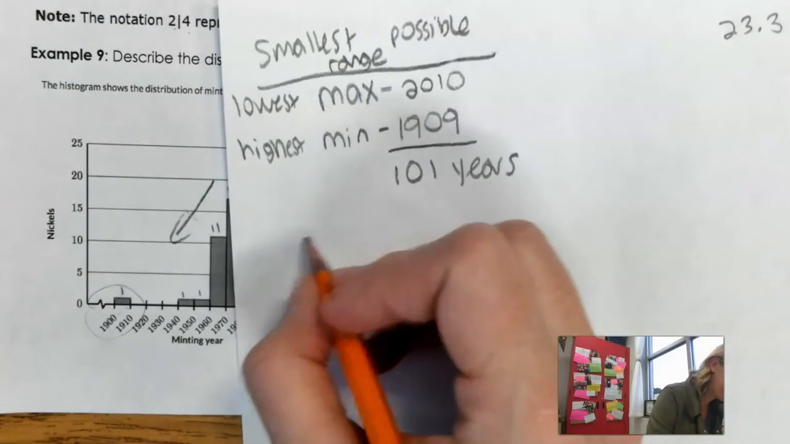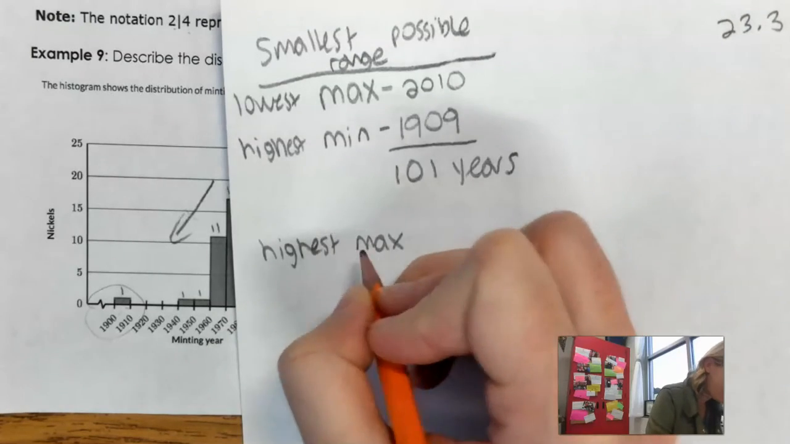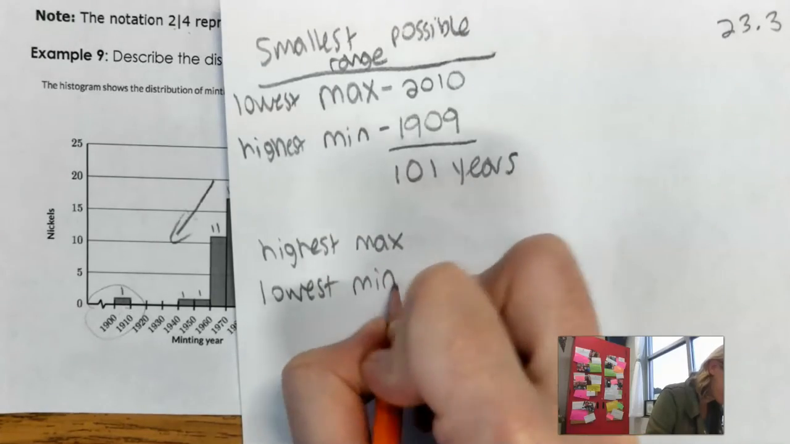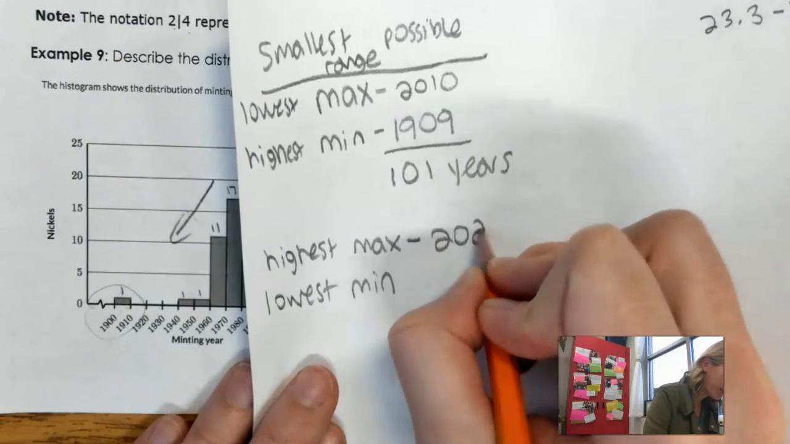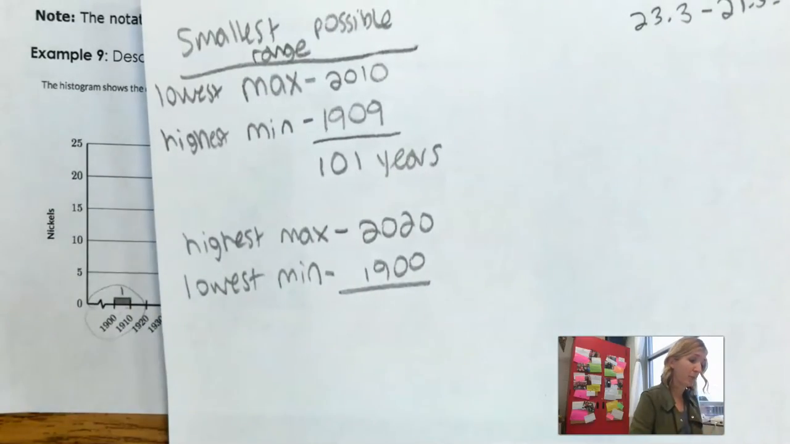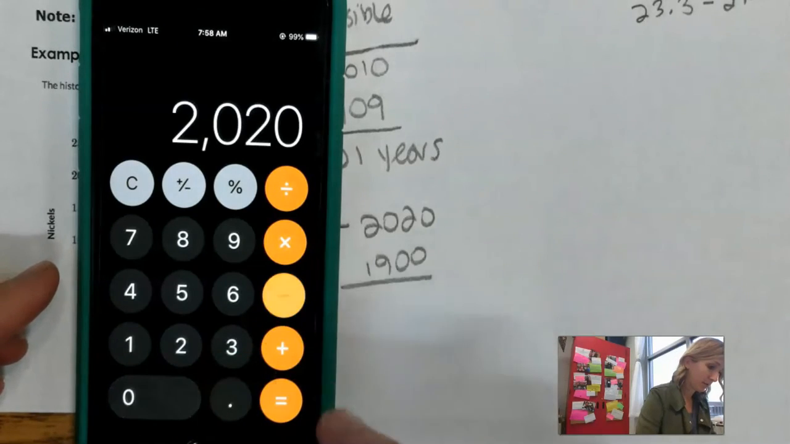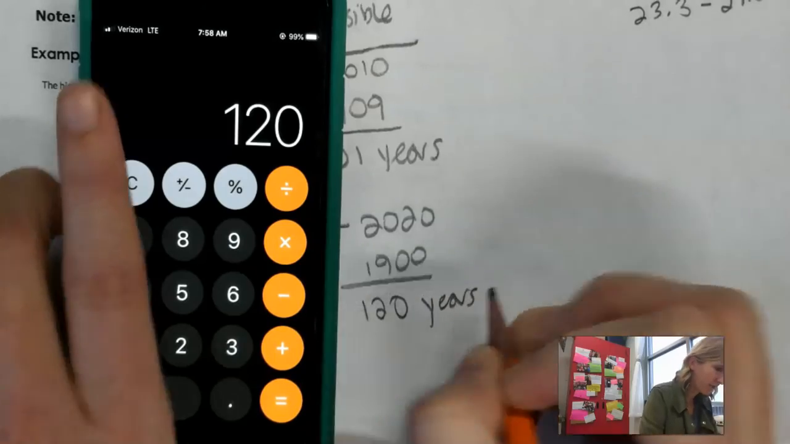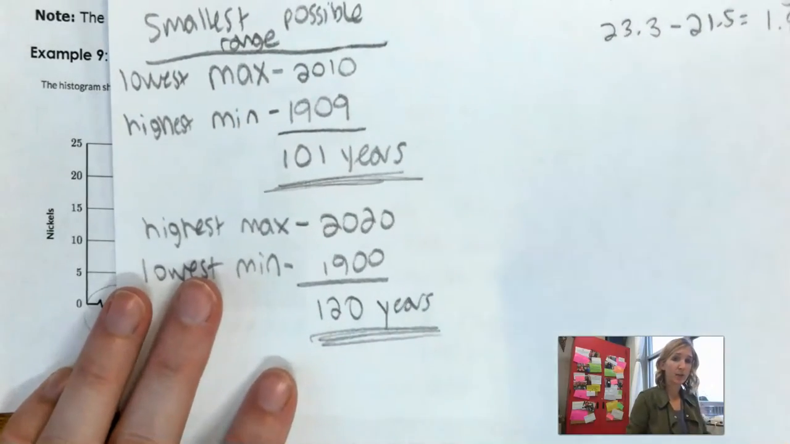Now let's do the reverse. Let's do the highest possible max, and we'll do the lowest possible min. All right, so my highest max could be 2020, and my lowest min could be 1900. This is going to give me my biggest possible range. So I'm going to do 2020 minus 1900, and I'm going to get 120 years. So my range is somewhere between 101 and 120 years.